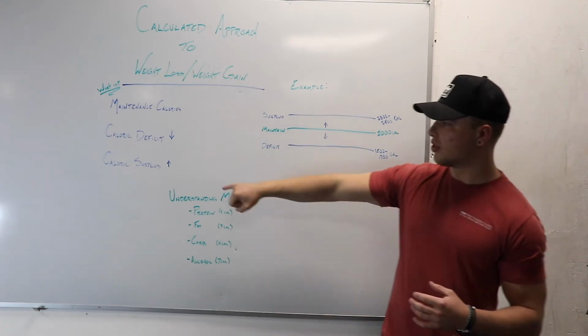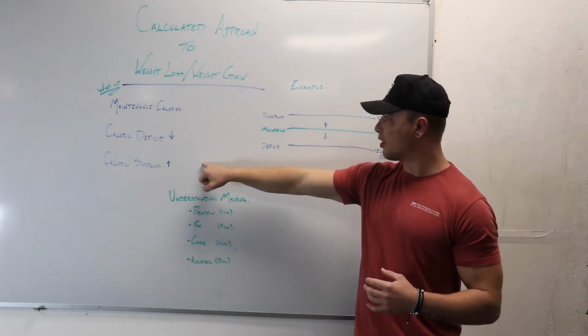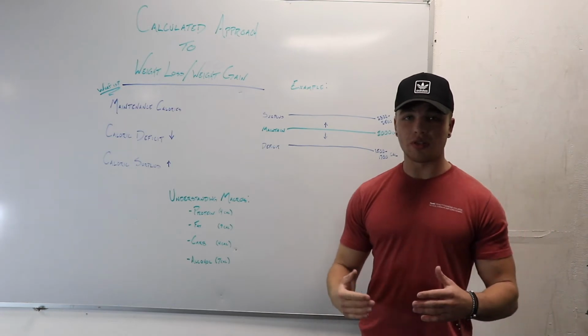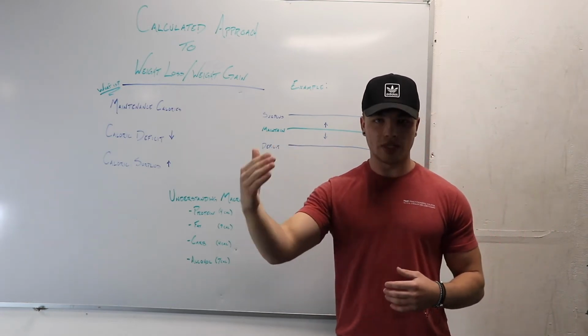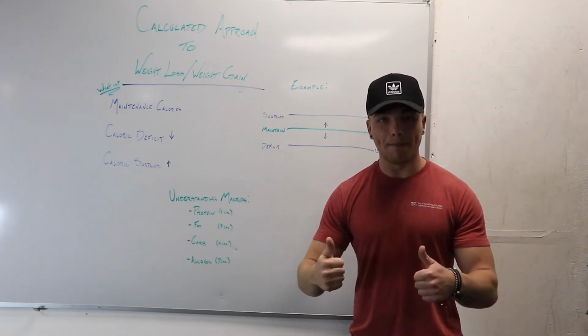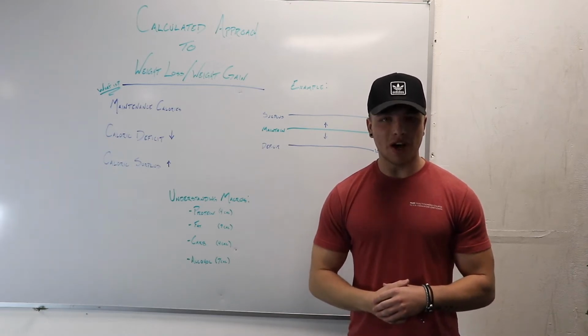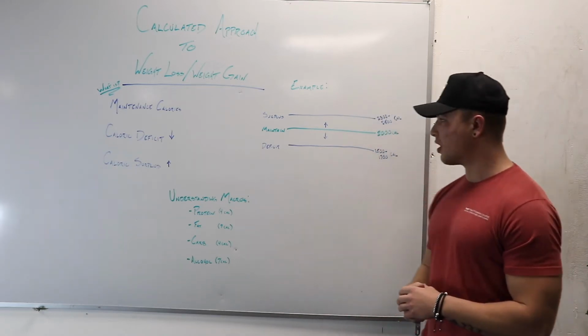Now we're going to dive into a caloric surplus. Within a caloric surplus, this is going to be what we need to eat in order to gain weight, to see the scale go up. So this is going to be the opposite of a caloric deficit within a caloric surplus.